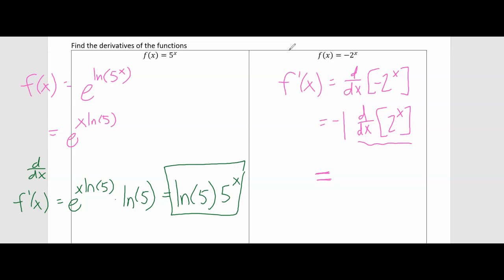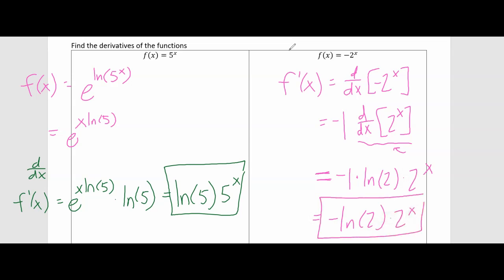and it just makes your life a whole lot easier when doing this. I'm not going to go through all the work again for this derivative. We know that's going to be -1 times the natural log of 2 times 2 to the power of x. So just negative natural log of 2 times 2 to the power of x. Okay, so again, that little algebraic manipulation of rewriting our function using e and natural log really makes these derivatives pretty straightforward, as long as we remember it, right? If we forget it, we may be stuck.